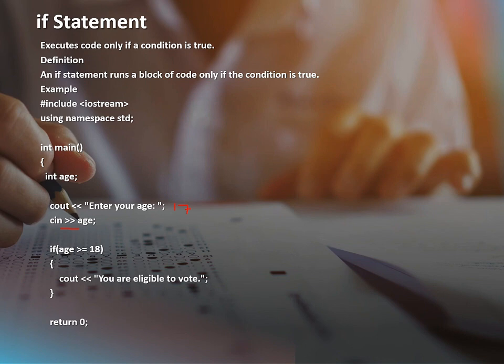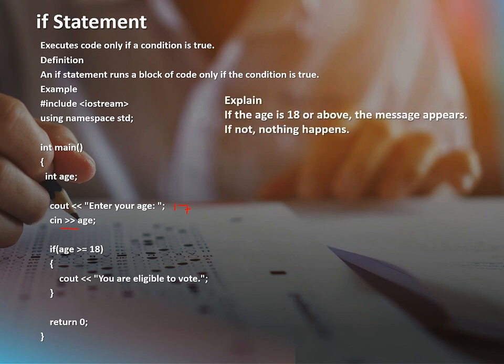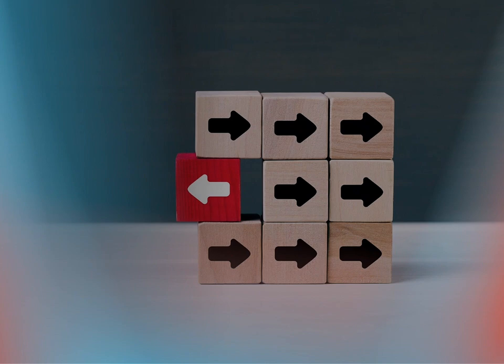So if the age is less than 18, the program will print nothing after the input. So the program ends with return 0, which means the program has executed successfully. So if, for example, we now run this program, the output we are going to have is what? It depends on the value we input. So if we input 20, the output will be what? You are eligible to vote. But if we input a number less than 18, the program will do nothing. The program will not print anything. It will print nothing. So the next step is the if-else statement.